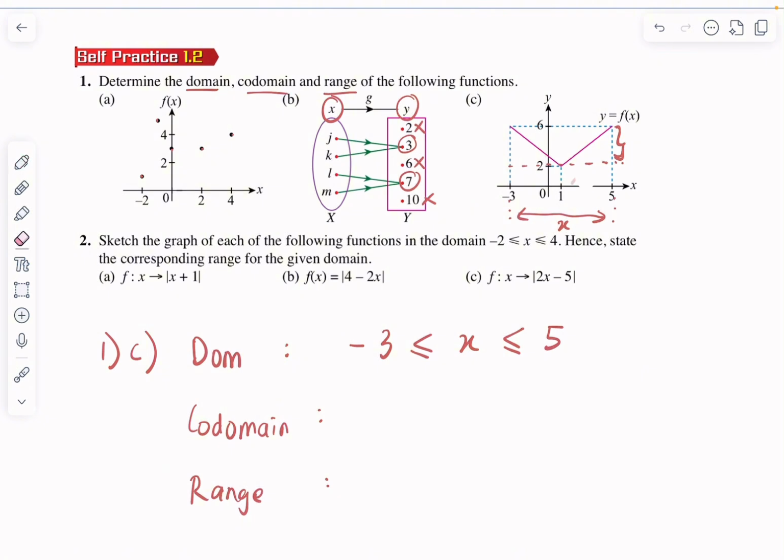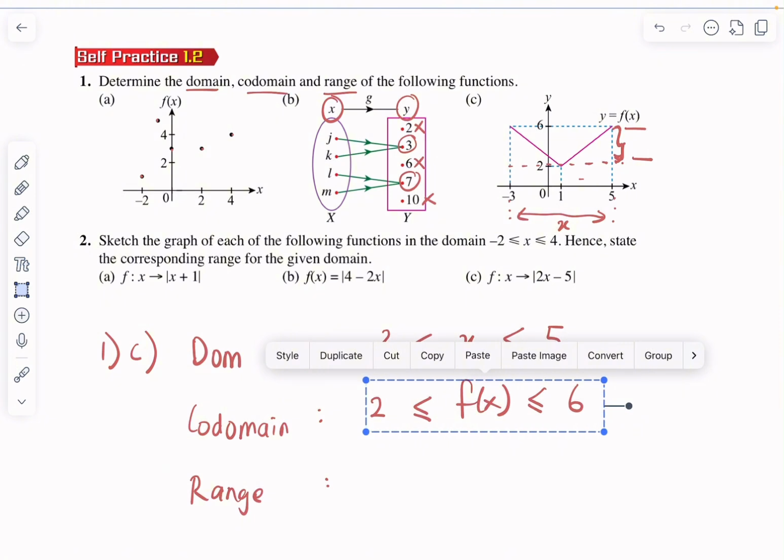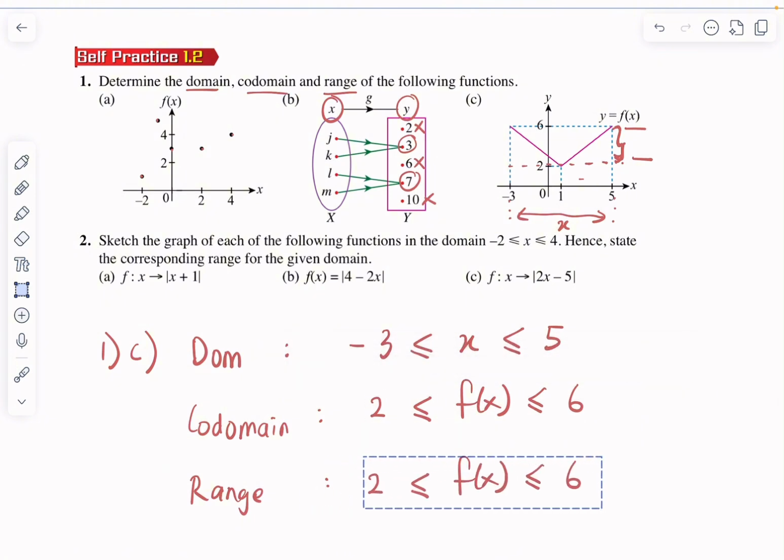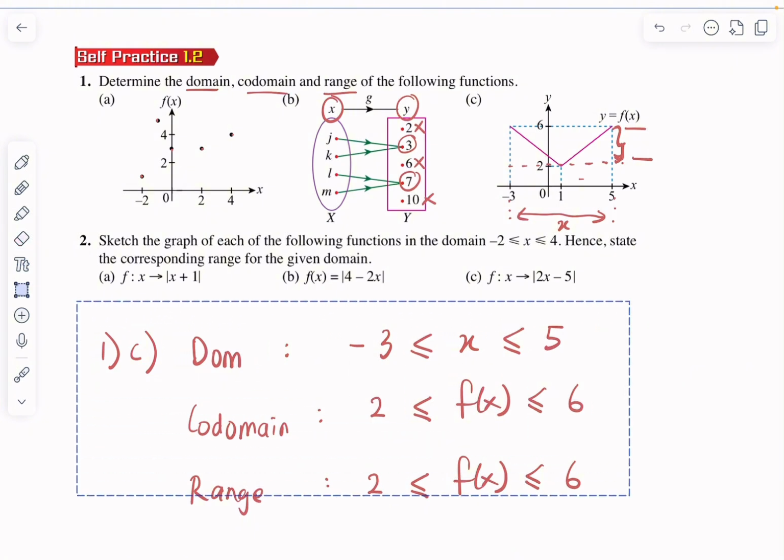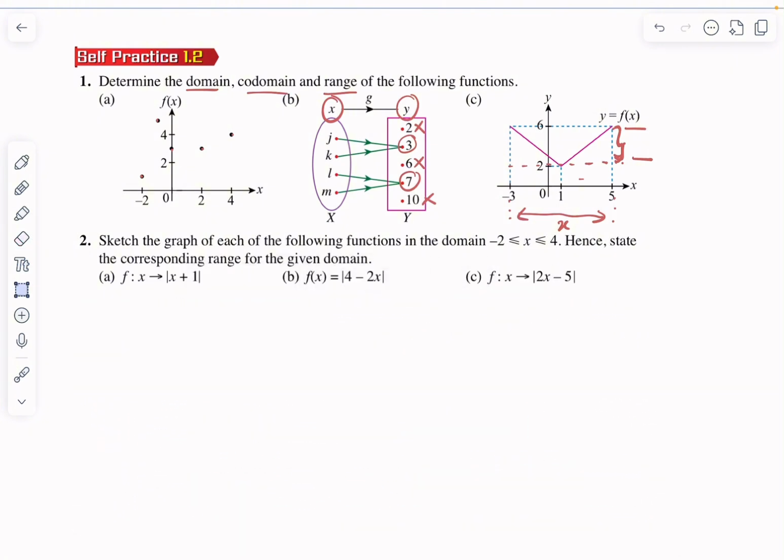So down there is not the codomain or the range. It's just from here to here, which is between 2 and f(x) 6. Why do we write f(x)? Because this is the f(x) axis. The range will also be the same as the codomain because all values also got their image. All the objects from -3 to 5 got image. These are the answers for 1c. Let's look at question 2.